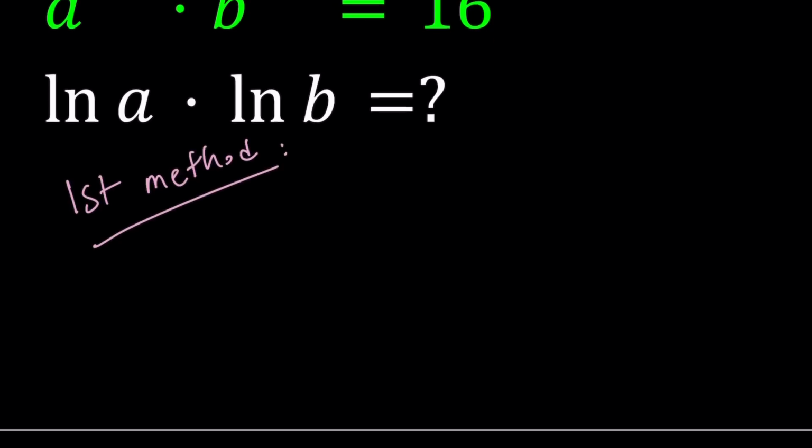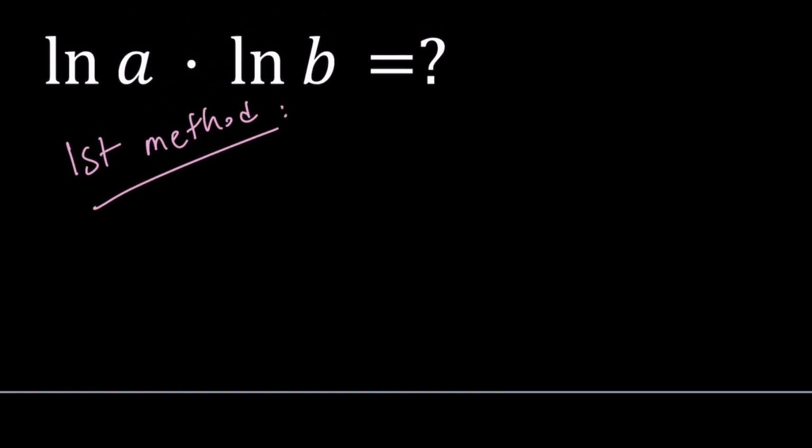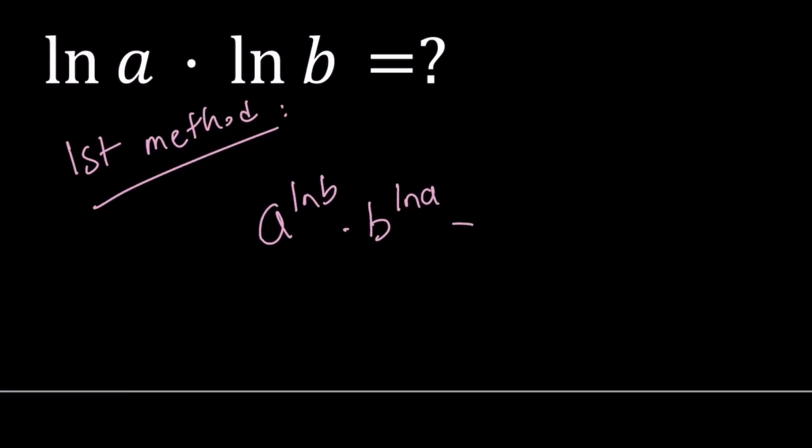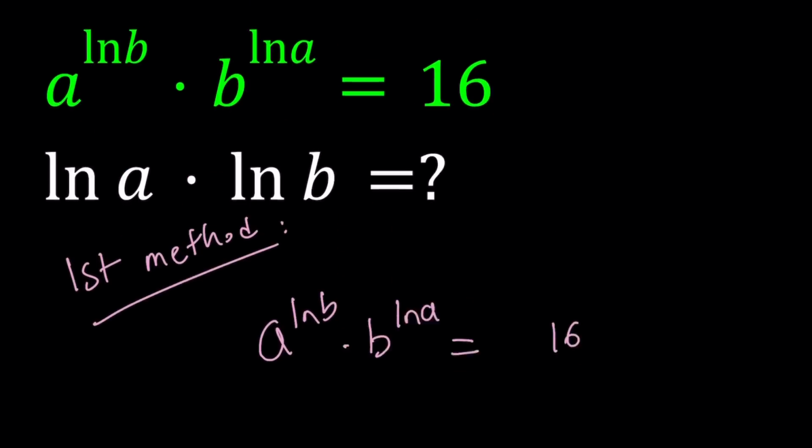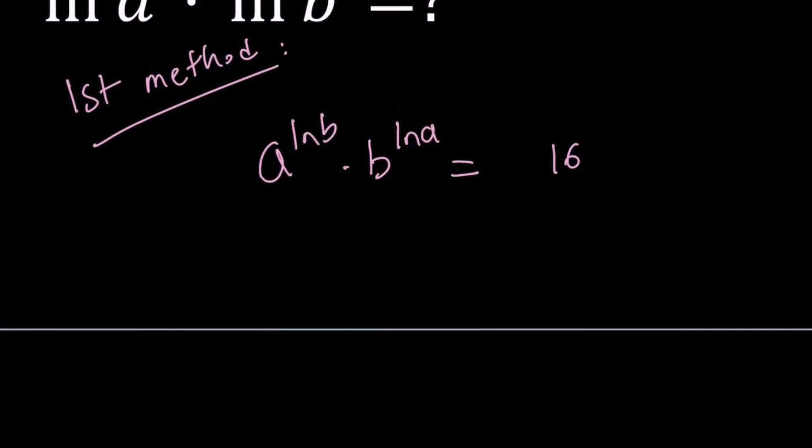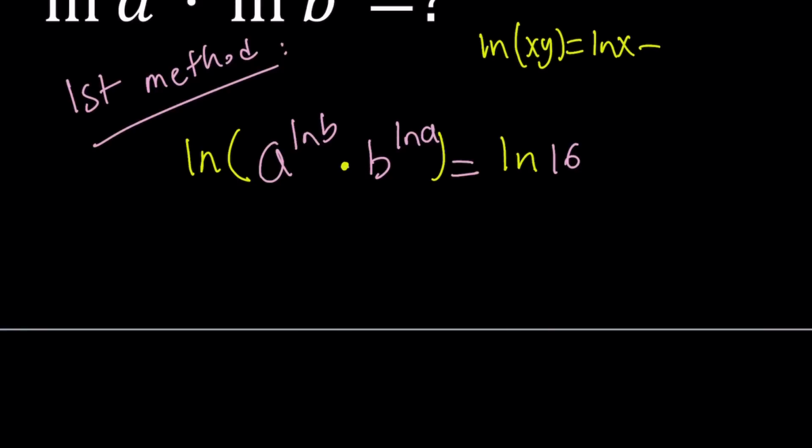For my first method, I have a to the power ln b times b to the power ln a equals 16, right? That's the expression. I'm going to go ahead and ln both sides. Why? Because I want to bring those powers down. If you are lning a product like ln xy, that turns into ln x plus ln y, as long as x and y are both positive.